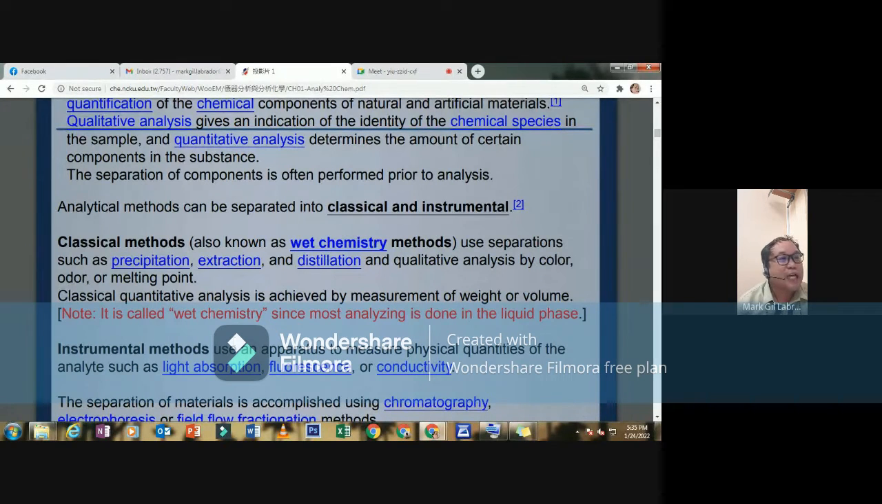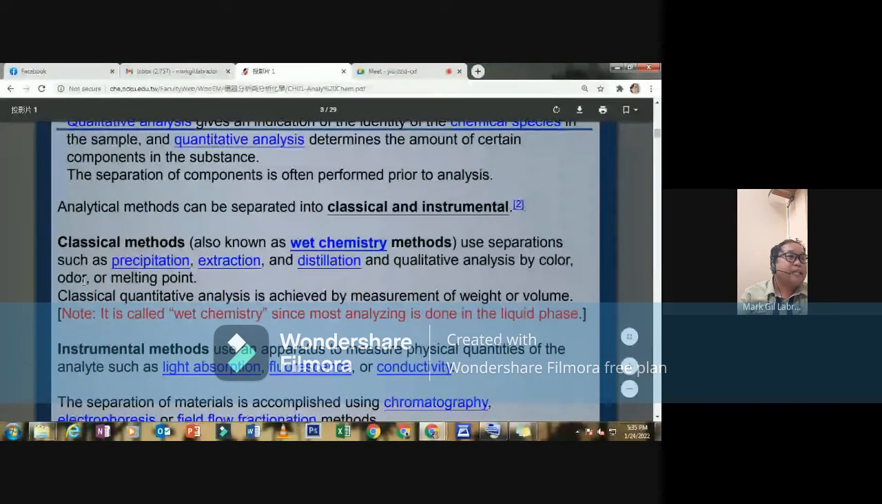So, classical quantitative analysis is achieved by measurement of weight or volume. It is called wet chemistry because most analyzing is done in the liquid phase. So usually the classical method, tinatawag siya again as wet chemistry. So for qualitative, yun siya, by color, odor. While for quantitative naman, usually done by measuring the weight or volume. Usually kasi sa liquid, yan ang mga ginagamit natin in measuring liquids, di ba? Yung weight or volume. Sa mga solid phase, pwede weight. Pero itong wet chemistry, usually we analyze them through the liquid phase na siya.